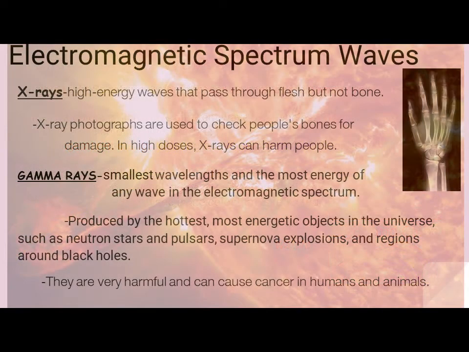We continue with X-rays, which is high energy waves that pass through flesh but not bone. X-ray photographs are used to check people's bones for damage, and in high doses, X-rays can harm people. Gamma rays are the smallest wavelengths and the most energy of any wave in the electromagnetic spectrum.